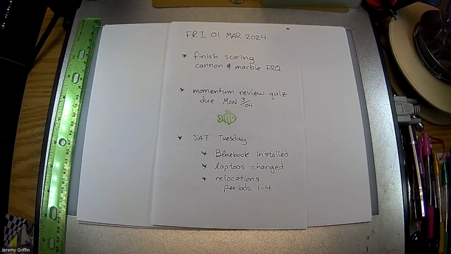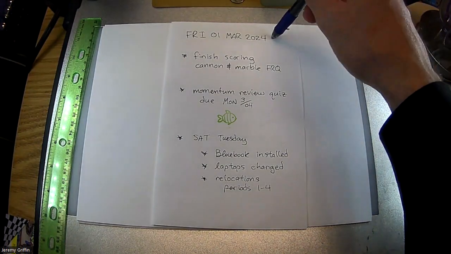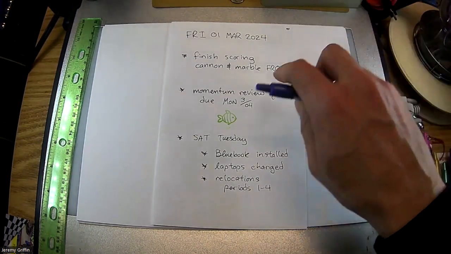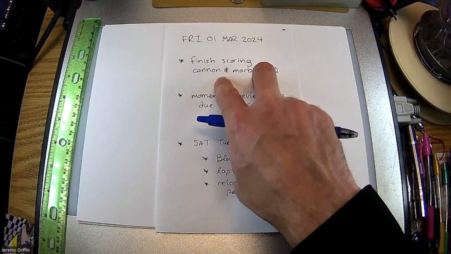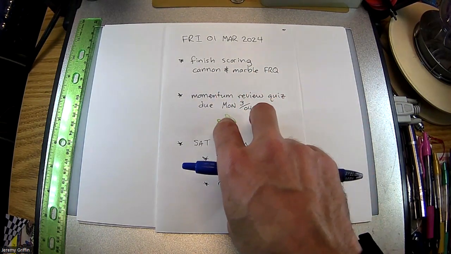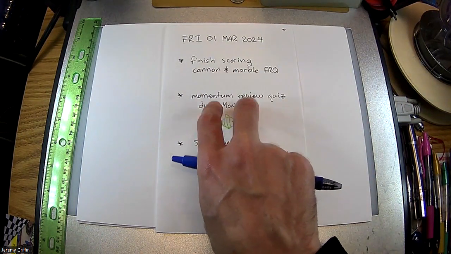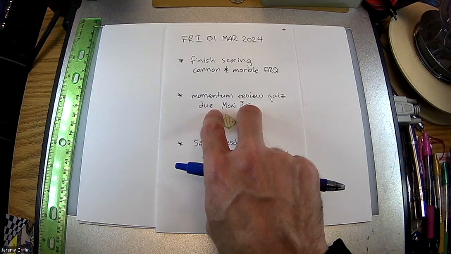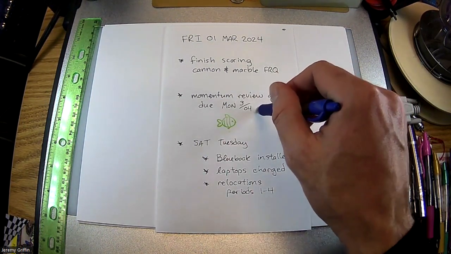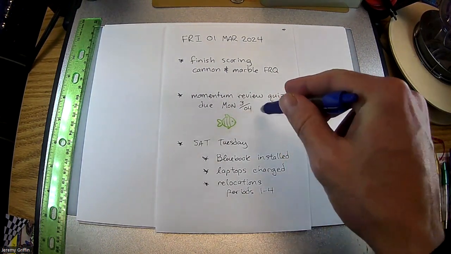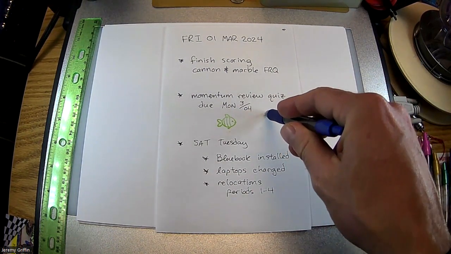Recording is rolling. It is Friday, March 1st. We're going to finish scoring that FRQ from yesterday. Yesterday, you remember you did an FRQ in class, and we started scoring it, but just barely before the bell rang. I also, the last couple of days, gave you the momentum review quiz. A couple of students have already turned that in. By Monday, how about do Monday the 4th?